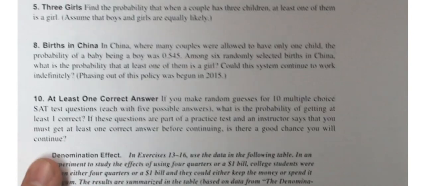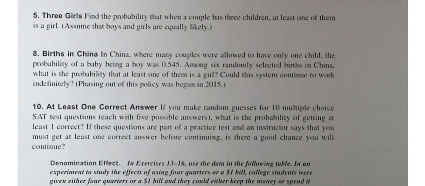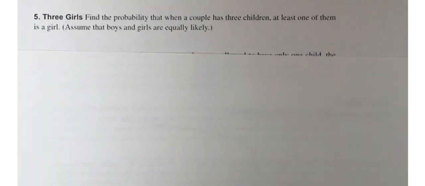Three girls. Find the probability that when a couple has 3 children, at least one of them is a girl. Assume that boys and girls are equally likely. Even though that's not exactly true, we'll use that for purposes of our calculation. So example B here.